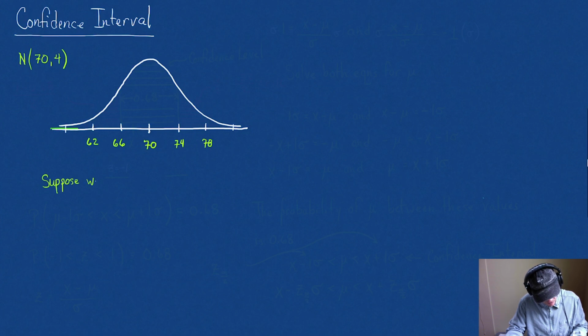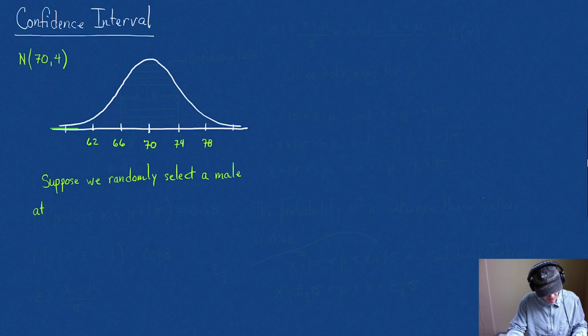Suppose we randomly select a male at, let's make it about, how about 67 inches? Sure, how about that? No, we can make it 68. No, let's do 67. Make it easier. At 67 inches.